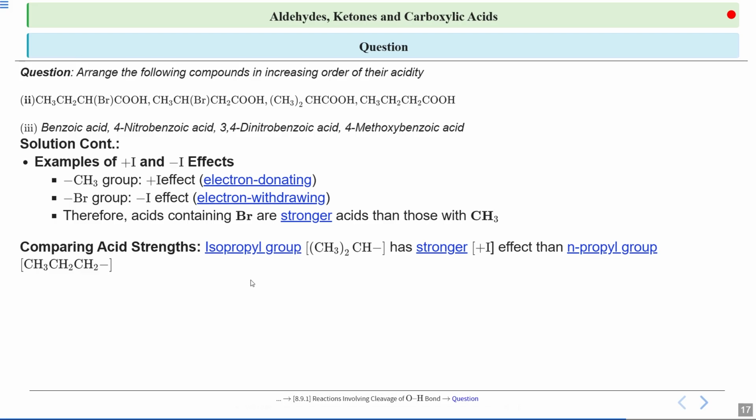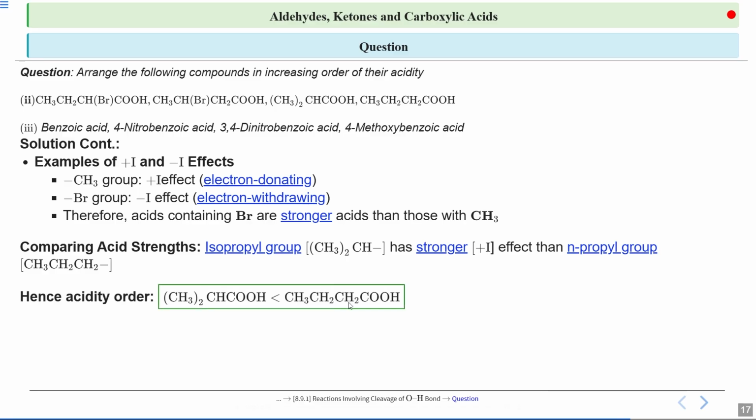Now we will compare the acidic strength of the isopropyl group. So the isopropyl group has a stronger plus I effect than the N-propyl group. So this isopropyl group over here has a stronger plus I effect, and this N-propyl group has less plus I effect as compared to the isopropyl group. Because if you see over here, to this carbon, two methyl groups are donating their electron density.